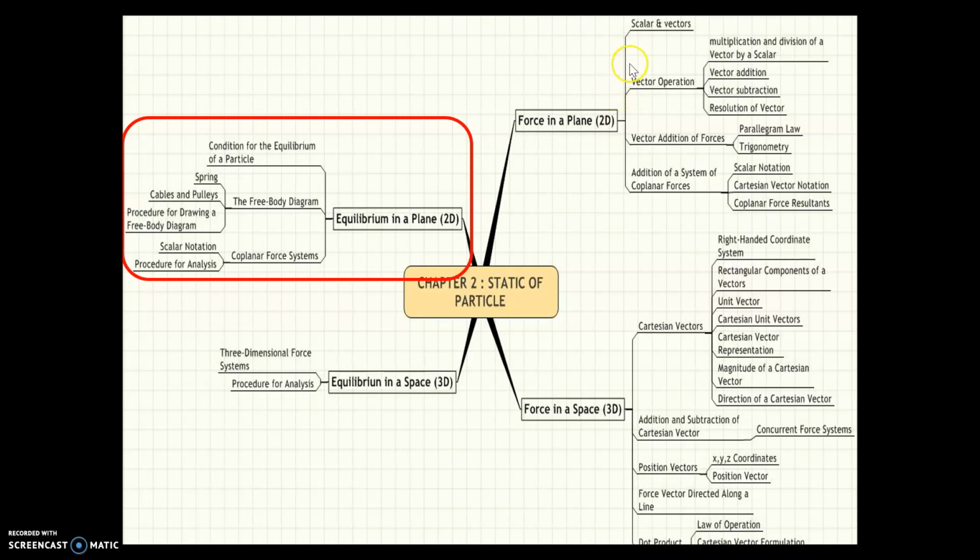Last week we covered scalars, vectors, vector operation, vector addition of forces, and addition of a system of coplanar forces. This week, we will cover equilibrium in a plane 2D, which contains free body diagram and also coplanar force system. Basically, for you, BNR17003, we will not cover 3D. We just cover 2D only. Alright, we proceed.